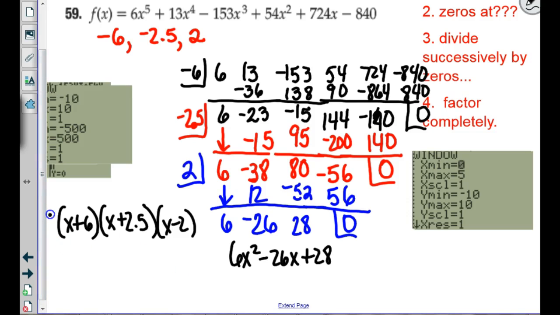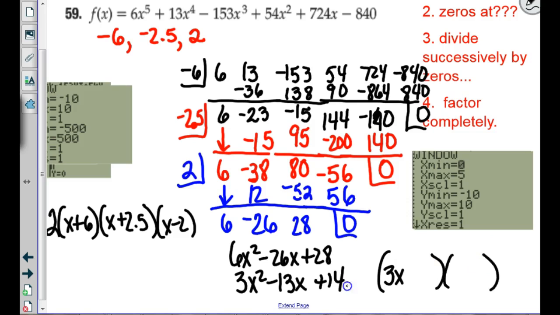A 2? I'm going to take a 2 out and put it out front. That'll leave a 3x squared minus 13x plus 14. Okay, how are we going to factor that? There's not an x on the 14. We can't take out an x. 3x and 1x. Factors of 14. Okay. And they're both minus.